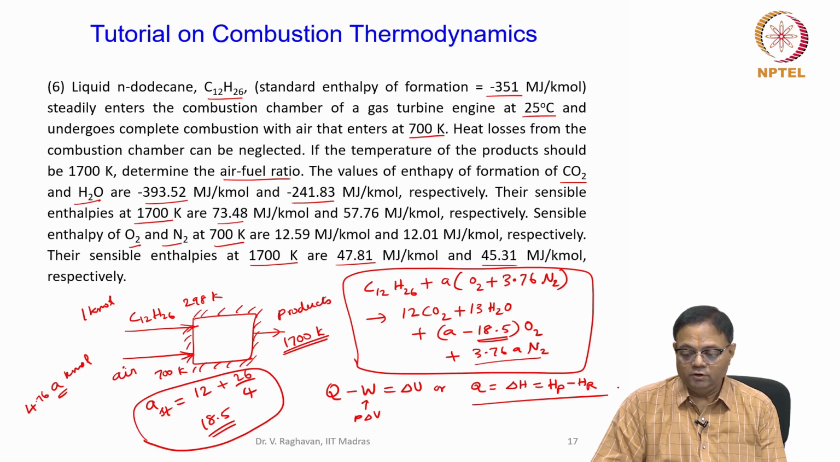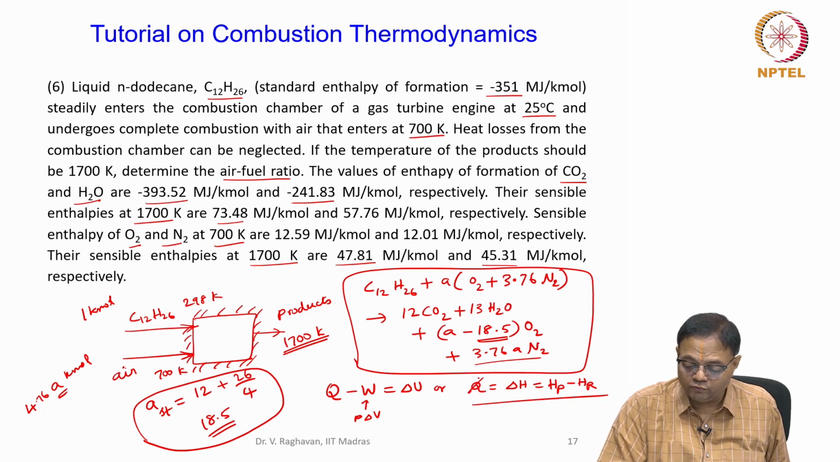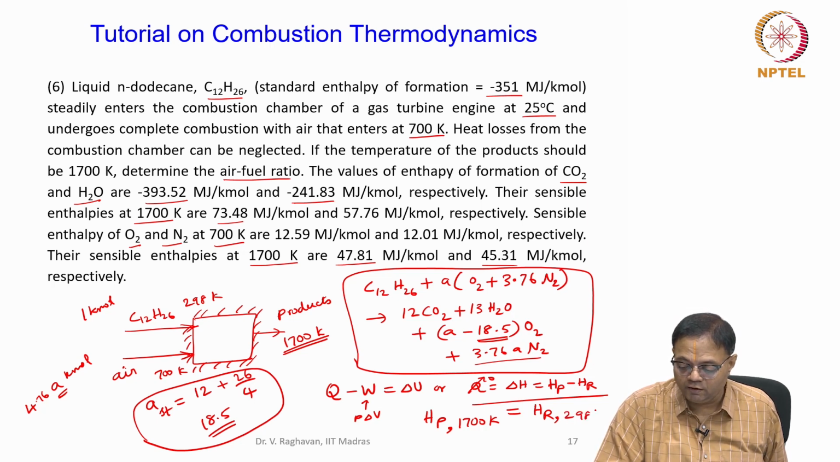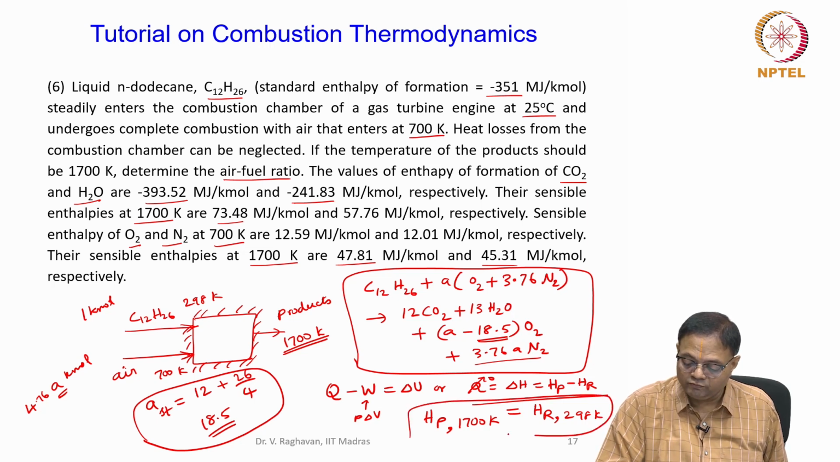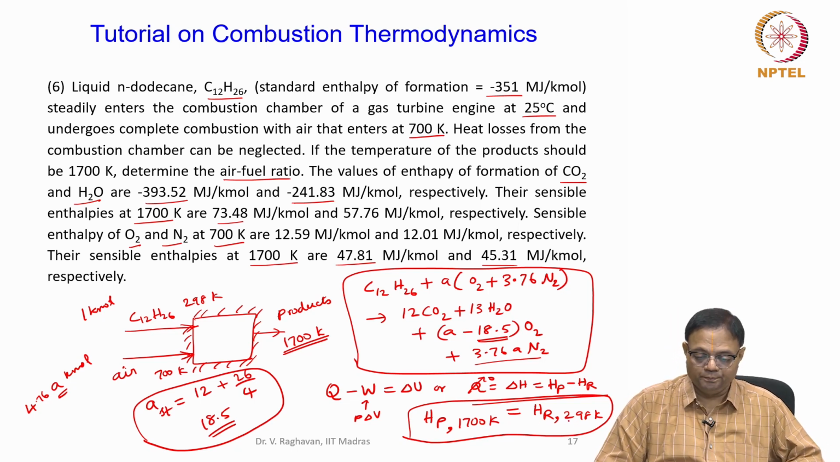Do you understand? So now please see that Q is 0 in this case, and there is no heat loss. So, Q is 0. That means I can say HP, the enthalpy of products calculated at 1700 Kelvin, should be equal to the enthalpy of the reactants which are coming in at 25 or 298 Kelvin. So, this is the equation. From this I have to find the value of A. Do you understand? So, the enthalpy of products at 1700 Kelvin will be equal to the enthalpy of reactants at 298 Kelvin. So, let us find them.